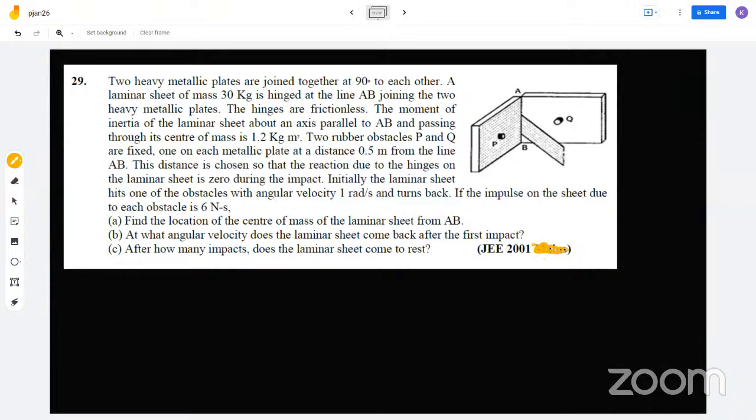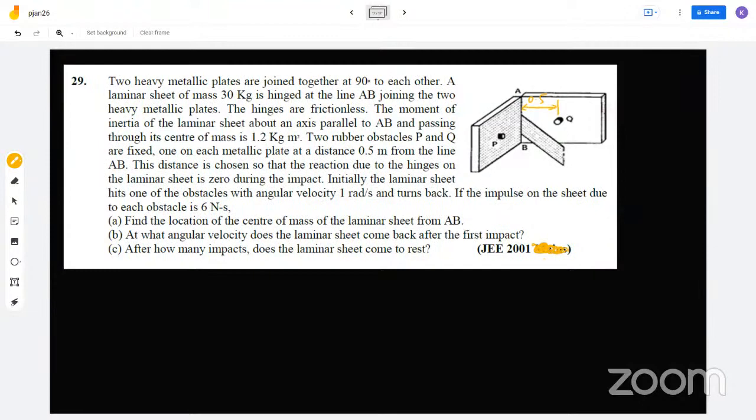The two obstacles P and Q are fixed, one on each metallic plate, at a distance of 0.5 meters from the line AB. This distance is chosen so that the reaction due to the hinges on the laminar sheet is zero. Guys, hinge reaction is zero.